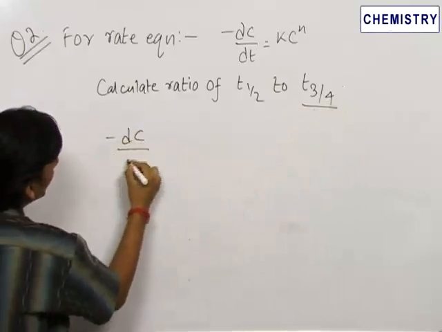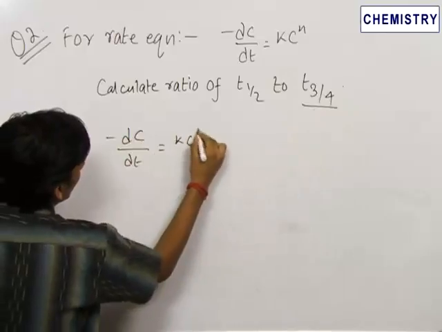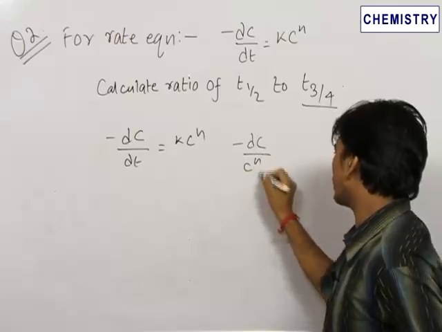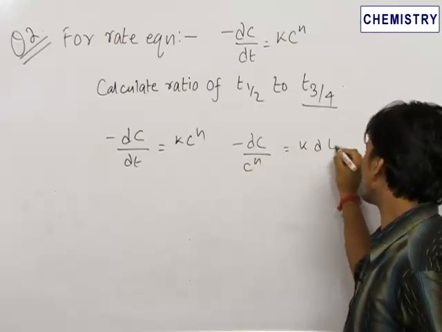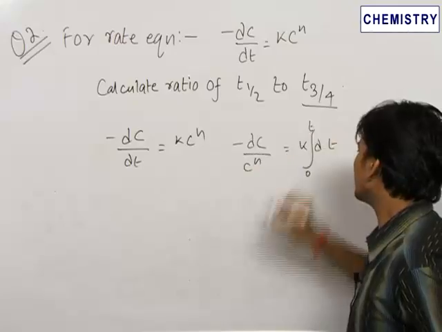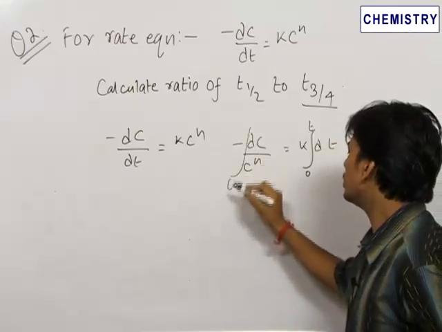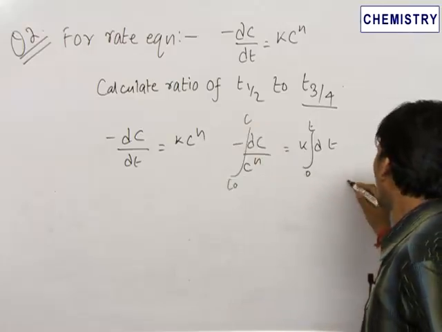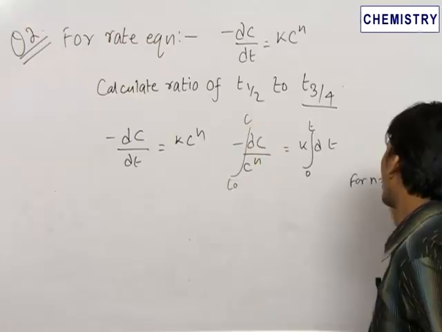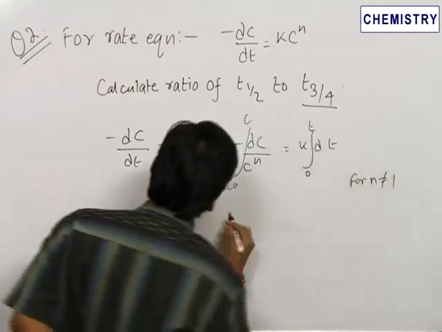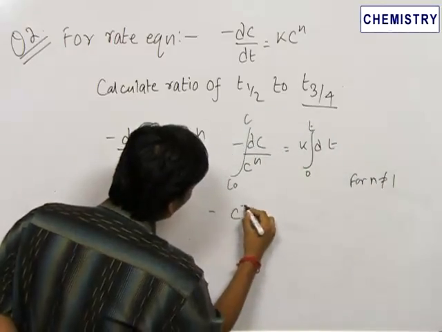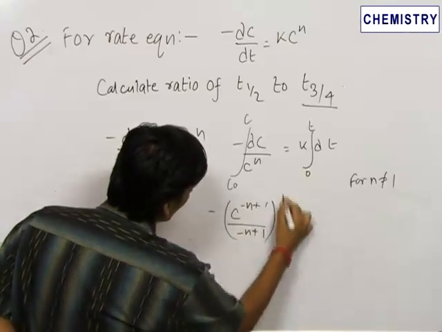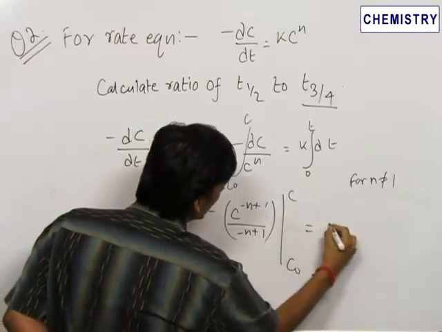Now, whenever you have the rate equation, what you can always do is integrate. So let us bring C raised to n on the left side. This is equal to k dt. Integrating t from 0 to t, and this from C0 to the final concentration, let that be C. So for n not equal to 1, this can be written as minus of C raised to minus n plus 1 upon minus n plus 1, from C0 to C, is equal to kt.